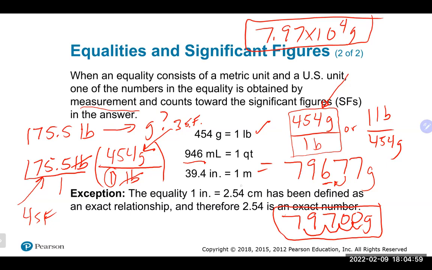On the bottom, there's the exception that we talked about, that 1 inch is 2.54 centimeters. So again, that's considered an exact conversion. If you use that conversion for something, you don't have to worry about it in terms of significant figures. Any questions on that there?